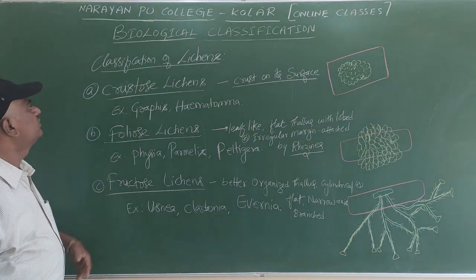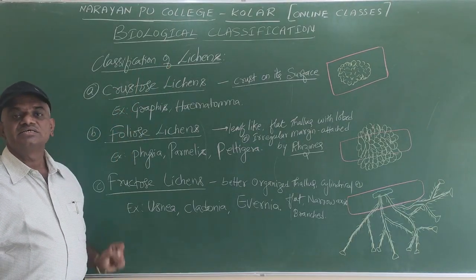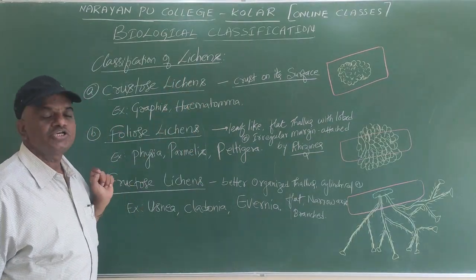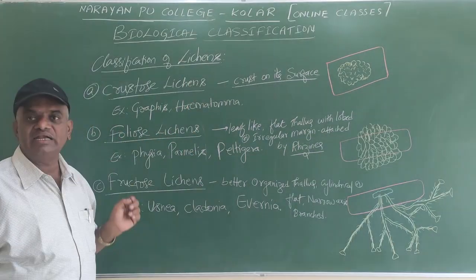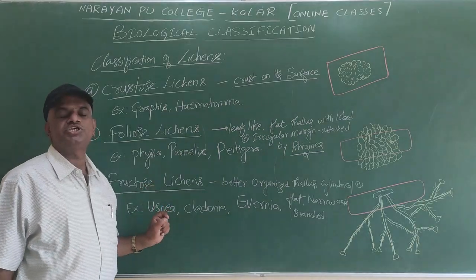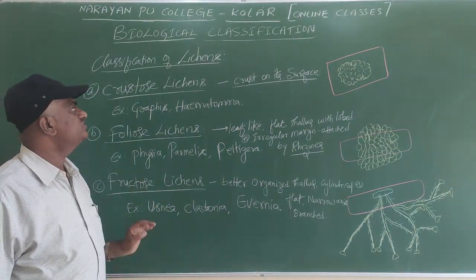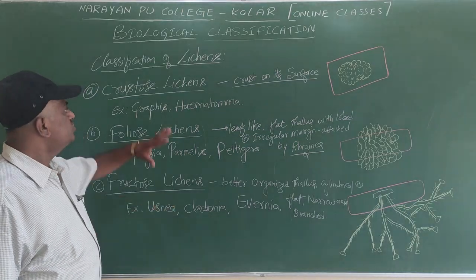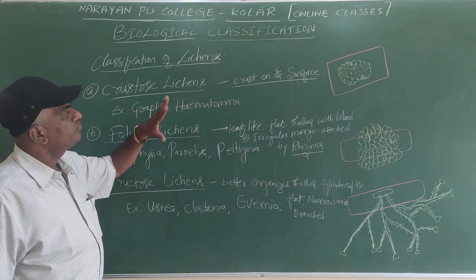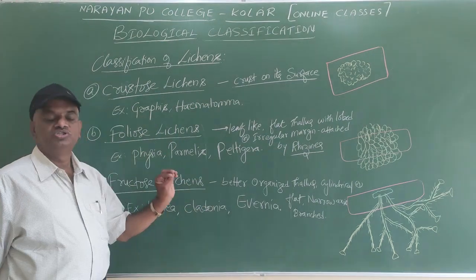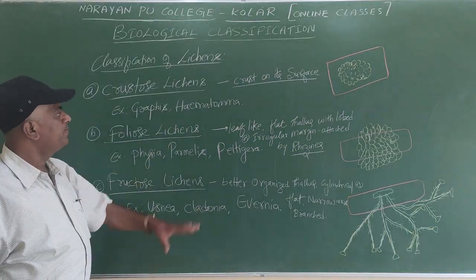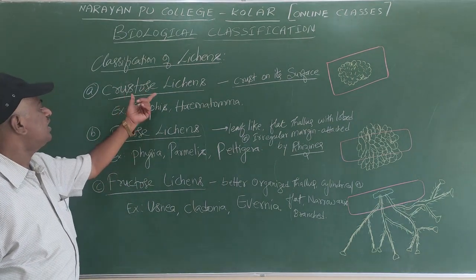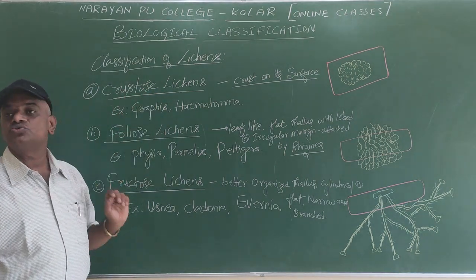So we start with the next one, called classification of lichens. As I mentioned, it is an association between algae and fungi. The algal association is called phycobiont, and the fungal association is called mycobiont. Based on the surface structure of the lichens, they are classified into different types. The first one is called crustose lichens.